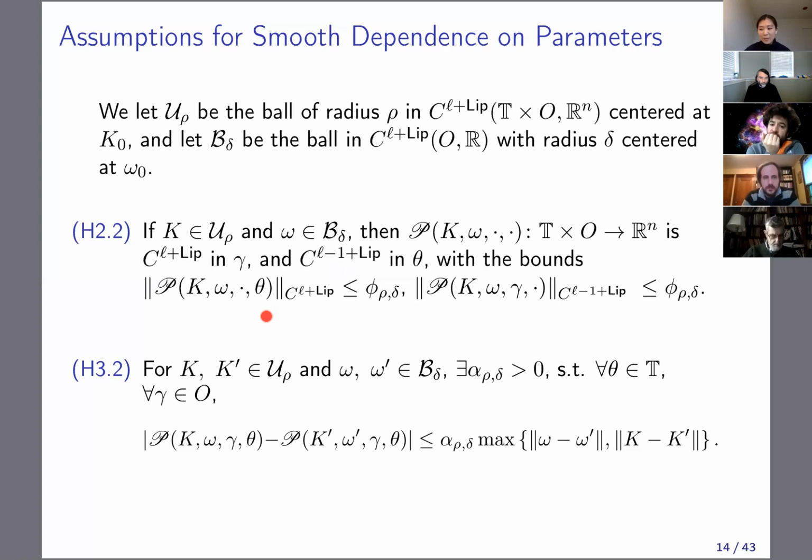And we also assume, similar to before, some bounds on the derivatives. The second hypothesis over here is similar to before. Right now, it's still the locally C0 Lipschitz property, and the norms that appear on the right-hand side are all C0 norms.